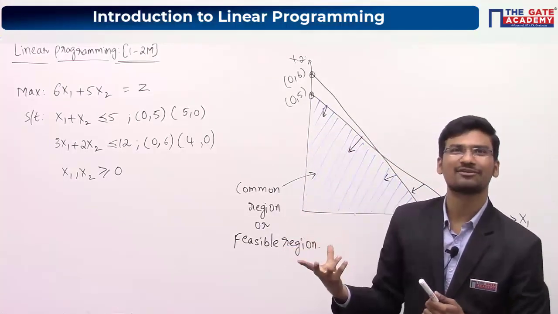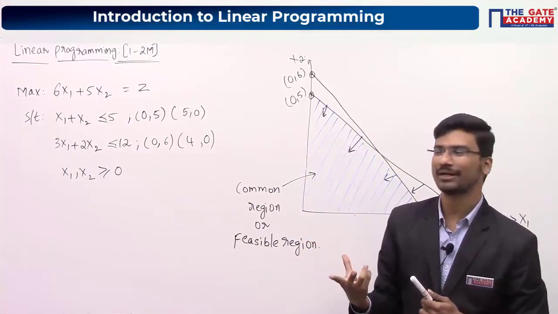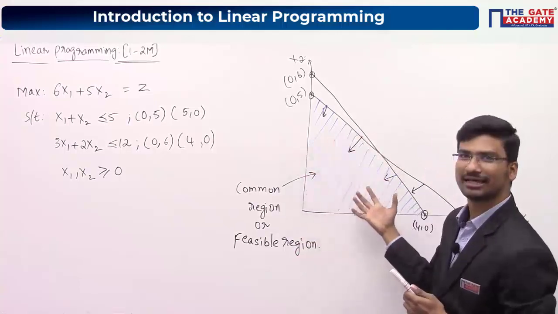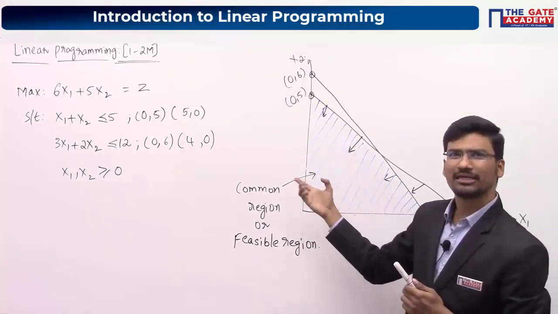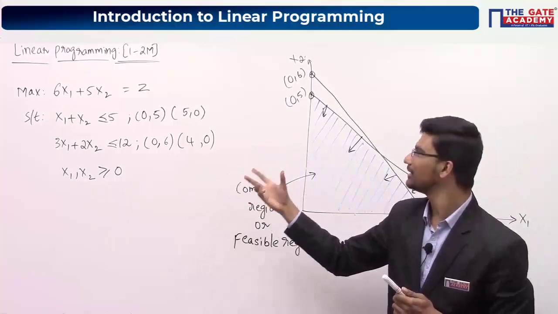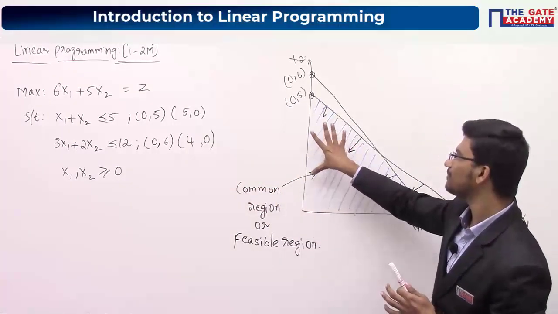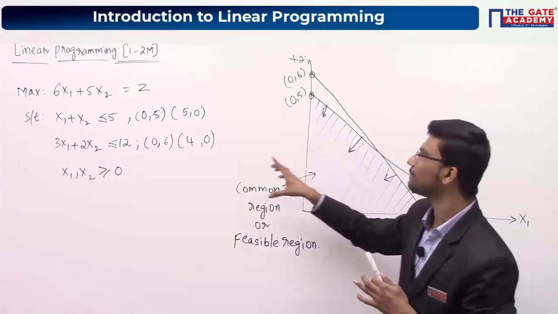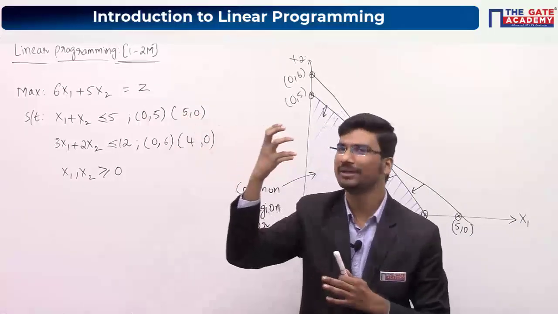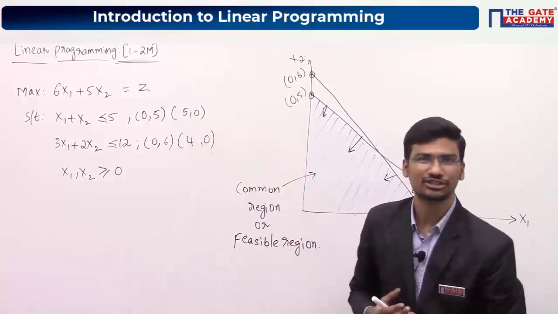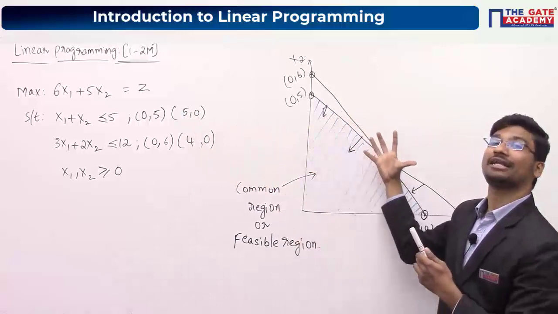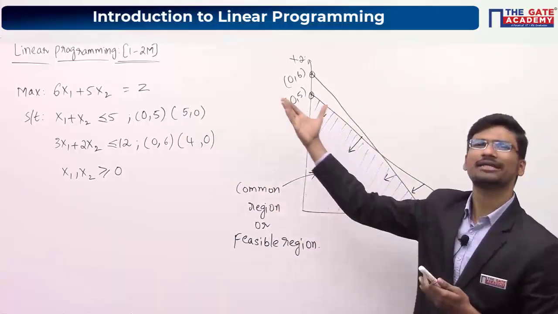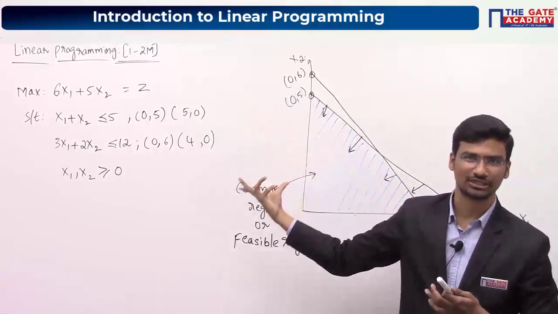Infinite number of points will be there. Very good, Abhimanyu. So infinite number of points will be there, and each and every point will be giving you some solution. So if you are taking any point from this feasible region and substituting that point in the objective function, you will be getting a solution which is known as a feasible solution. As we are having infinite number of feasible points, you will be getting infinite number of feasible solutions.